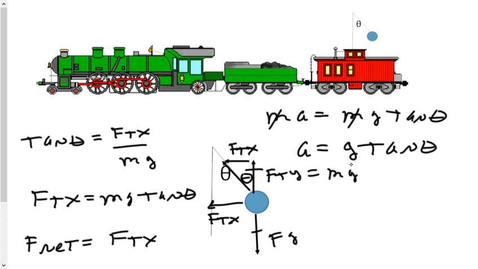And g, of course, being our 9.8 on this planet. But you can do this on any planet. As long as you know the angle and the acceleration of gravity on that planet, you can find the acceleration of the object.